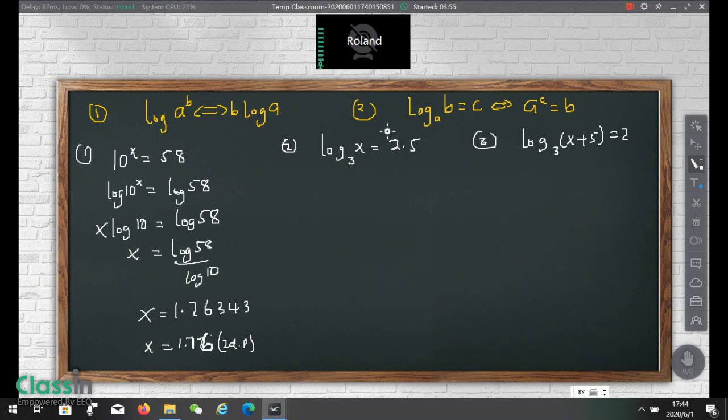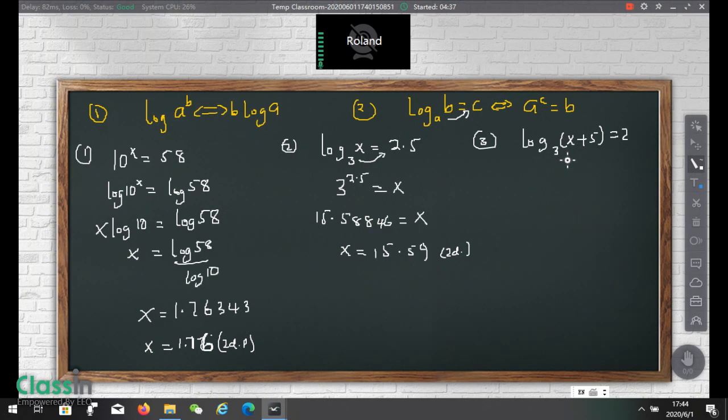We can apply law 2 here. Log to the base a of b equals c means a to the power c equals b. So in this case, 3 will carry 2.5, so 3 to the power 2.5 equals x. We can just use a calculator to find the value of 3 to the power 2.5. So 3 to the power 2.5 is actually 15.58846 and so on. We can round up to 2 decimal places as 15.59, the answer to 2 decimal places.